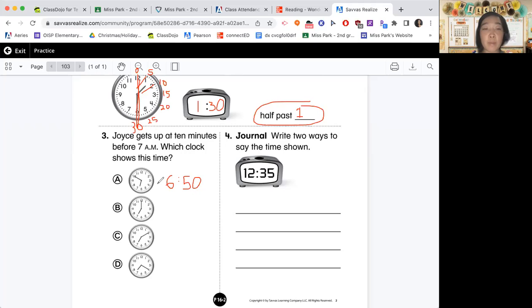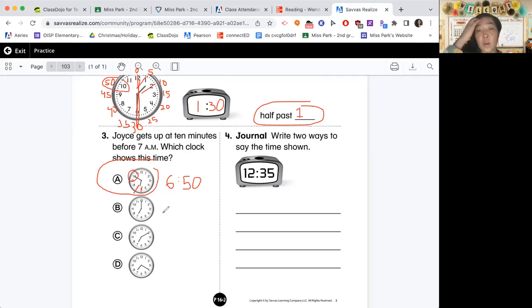Okay, we know that the minute hand is going to be at the what? Where would the minute hand be? So this is 30, 35, 40, 45, 50. So where's the minute hand going to be? At what number on the clock? At the 10. So the only one that has it at the 10 is which one? A. Let's make sure that the hour hand is correct. The hour hand is in between 6 and 7. So is A correct? Yes.